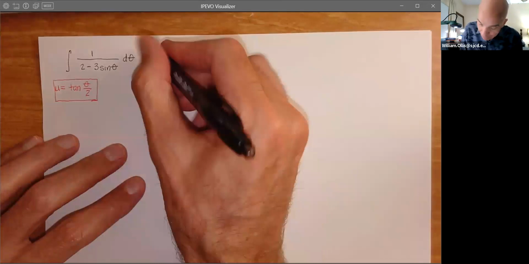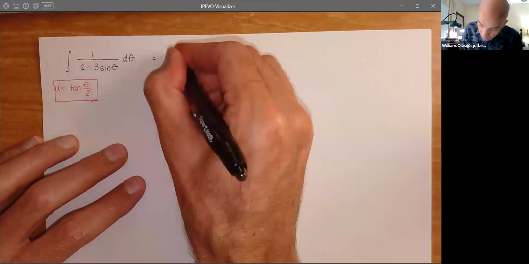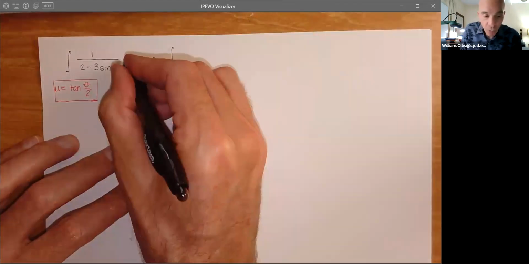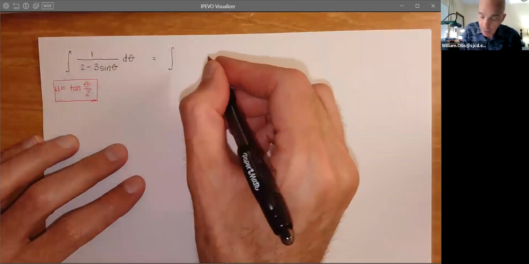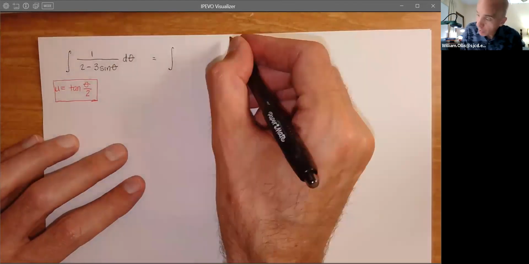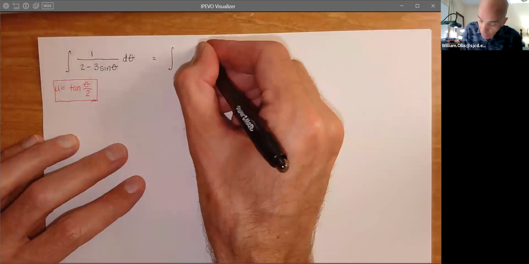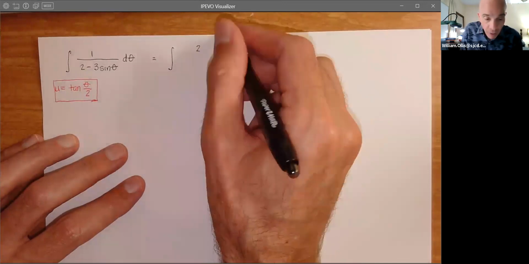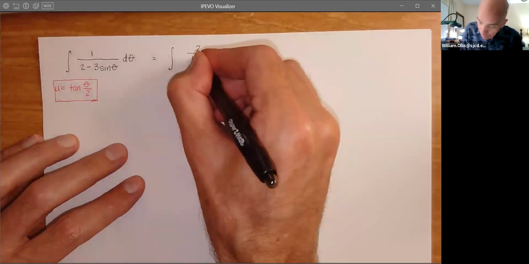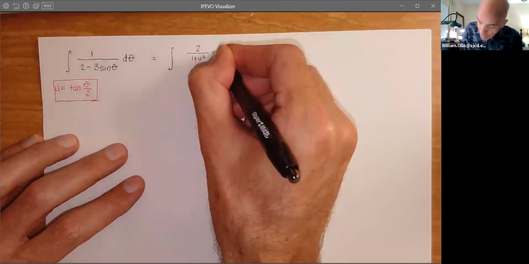So now we have the integral. So first, if you will, we can go ahead and write this with the differential d theta. And I'm just going to write this down from what we've already worked out. We have 2 over 1 plus u squared du. So that's the d theta.